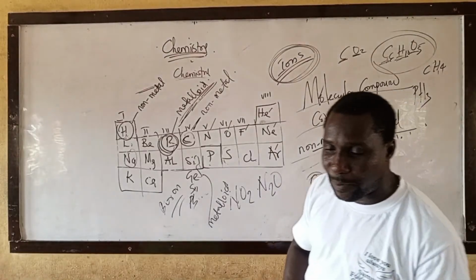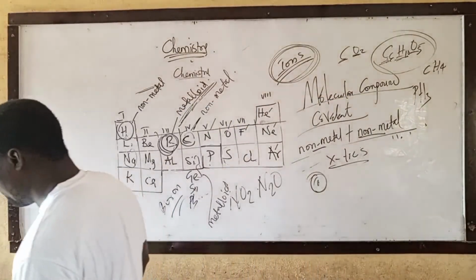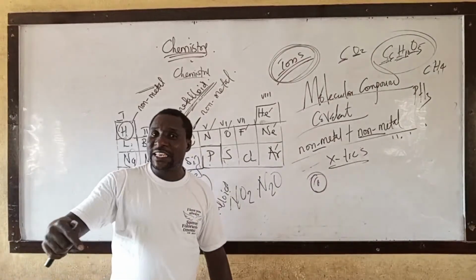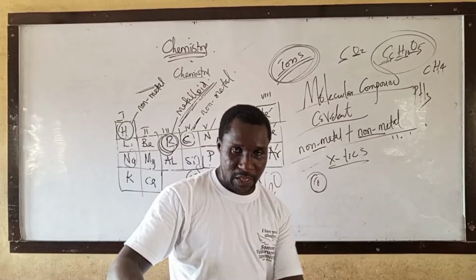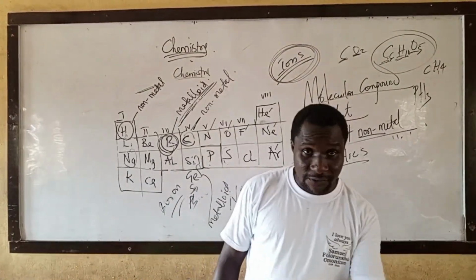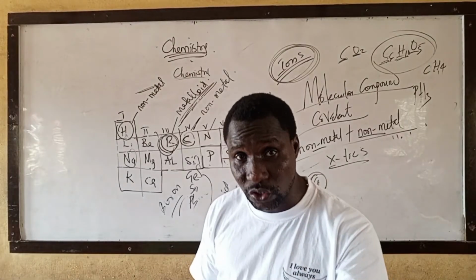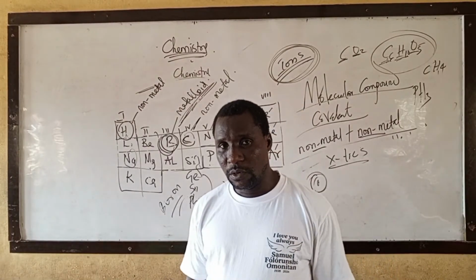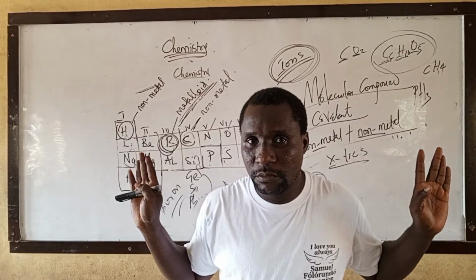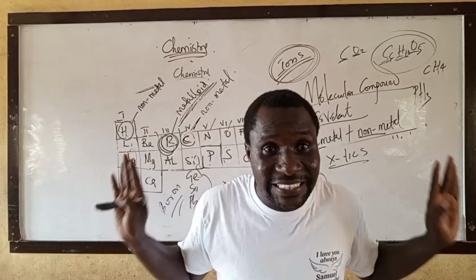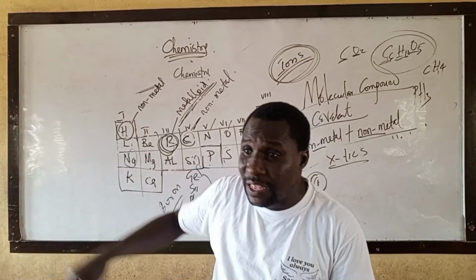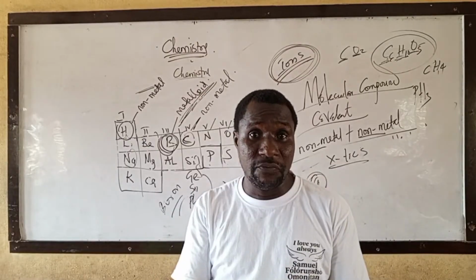Okay, number 1. Characteristic of covalent compound. Number one: their physical state could be liquid, solid, or gas. Not like ionic compound, their physical state is only solid. Ionic compound, their state is only what? Solid.